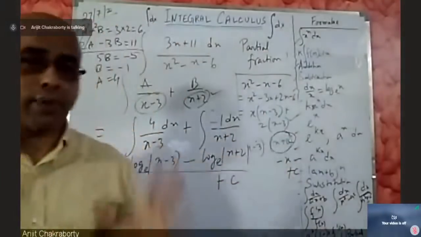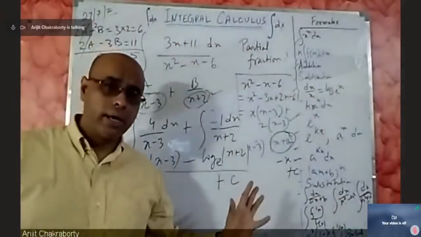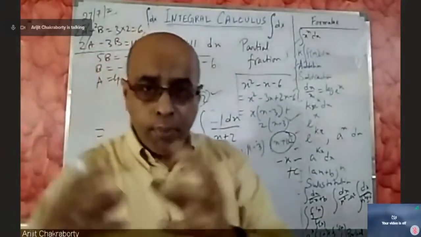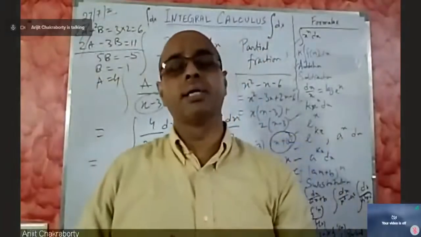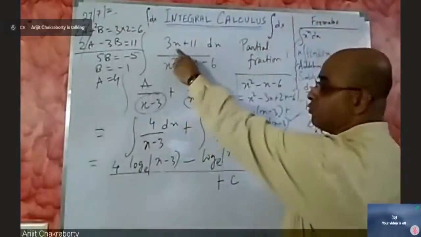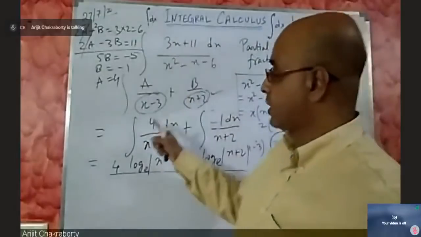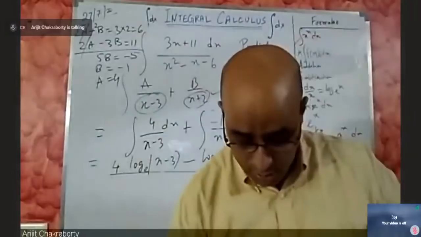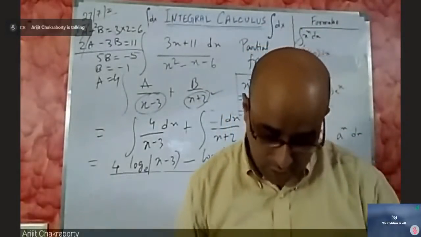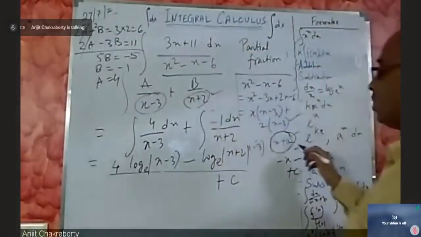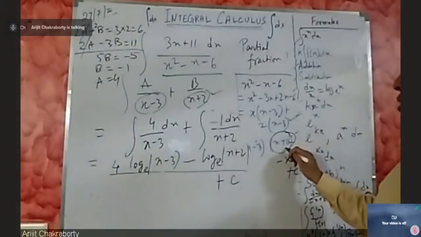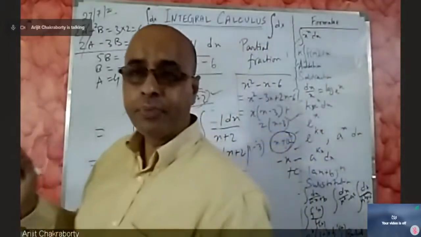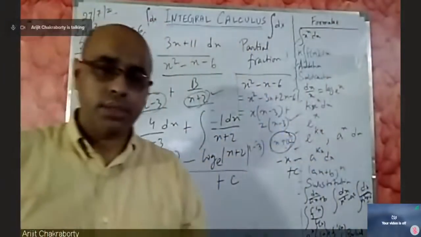This is partial fraction. What we do here is we break the denominator into two factors and then we adjust the factors in such a way that we get the numerator. Here also we have done the same thing. We first factorized x square minus x minus 6. We have broken it down and got x minus 3 into x plus 2.